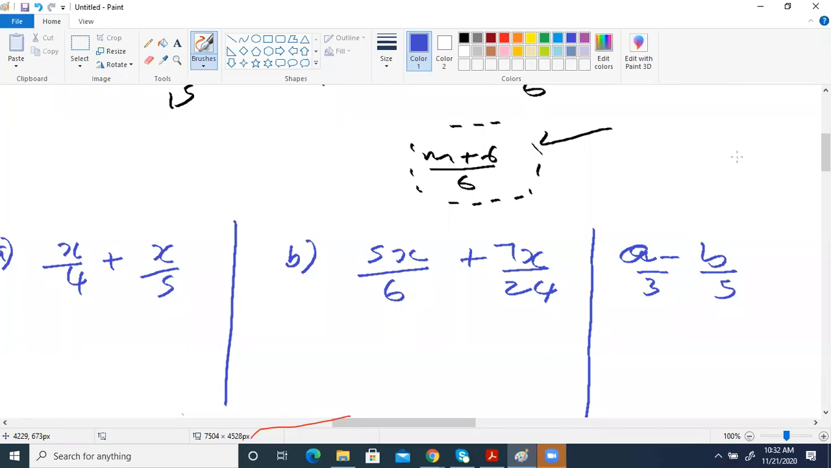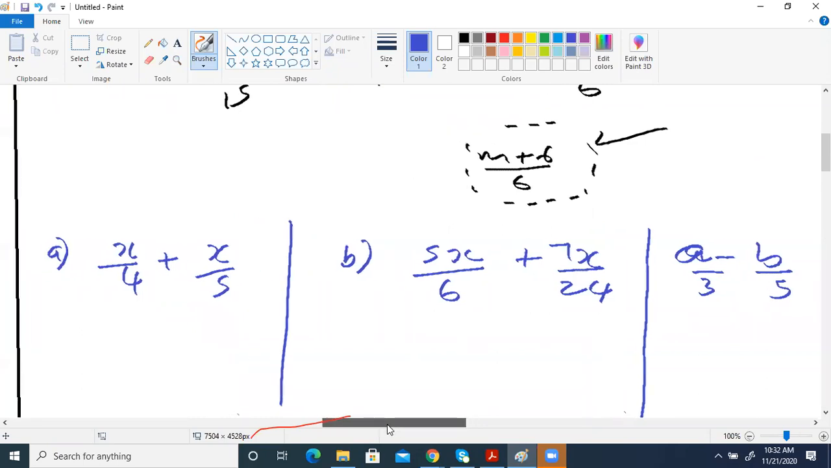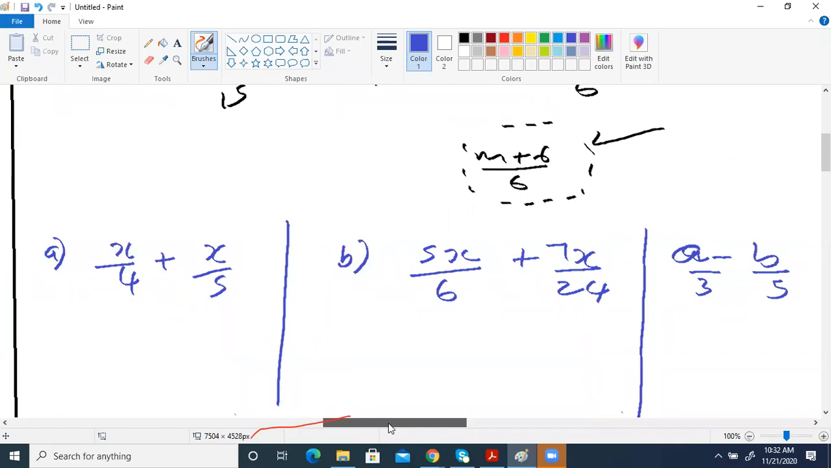Sir, can you please move the board? What's the issue? I can't see it. I can only see half of each question. Half of the question where? Can you see everything now?